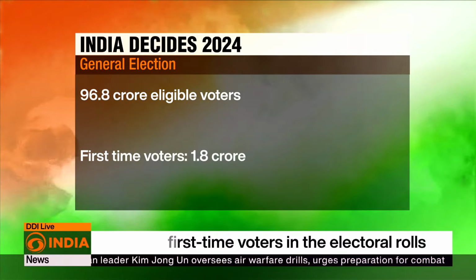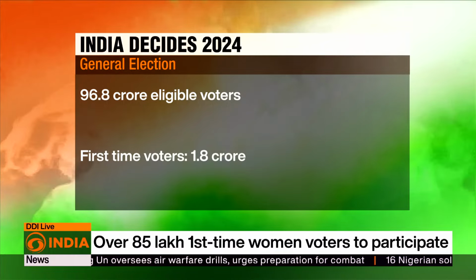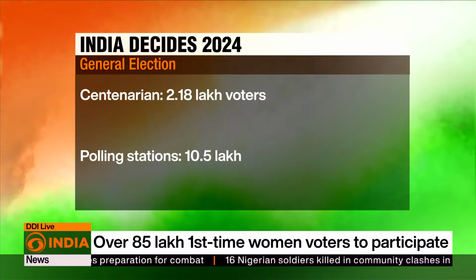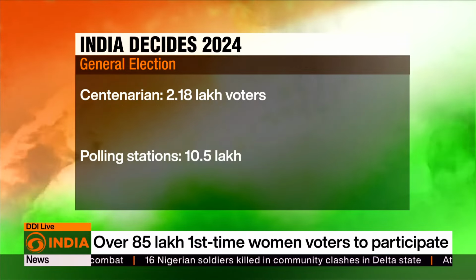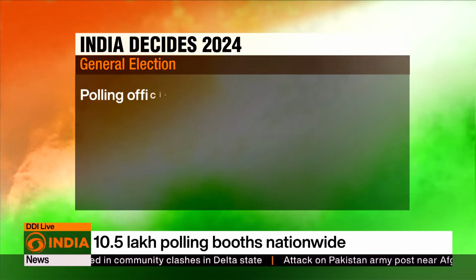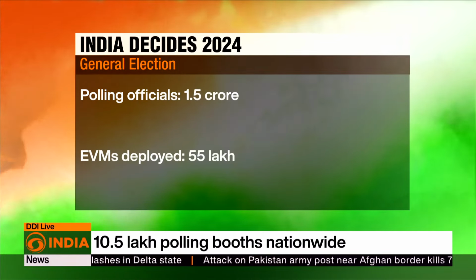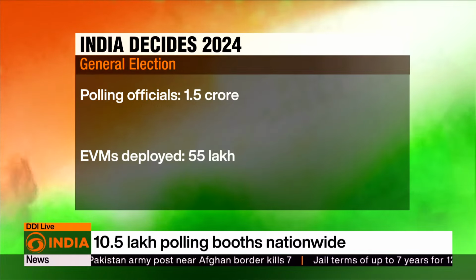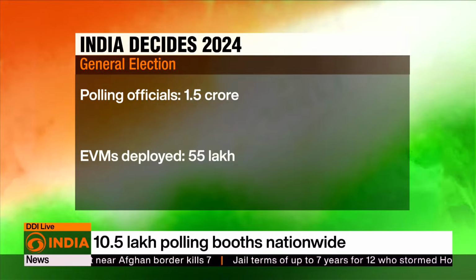The first-time voters count to over 1.8 crore. The number of centenarian voters is pegged at 2.18 lakh. For the seamless voting experience, 10.5 lakh polling booths are being set up for voters. More than 1.5 crore officials will be deployed to provide seamless operations at the centers. Over 55 lakh EVMs will be used to conduct elections this year.